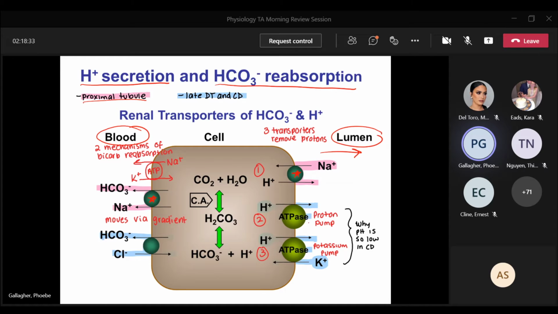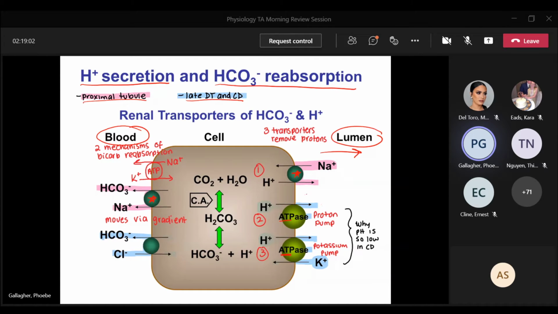And then these ones in blue are the ones that are found in the late distal tubule or the collecting duct. So this is just your proton pump, your potassium proton pump, which is also an ATPase, so keep in mind these require ATP. And then you have this bicarbonate chloride antiporter here as well. So make sure you differentiate which ones are found in which part of the kidney.